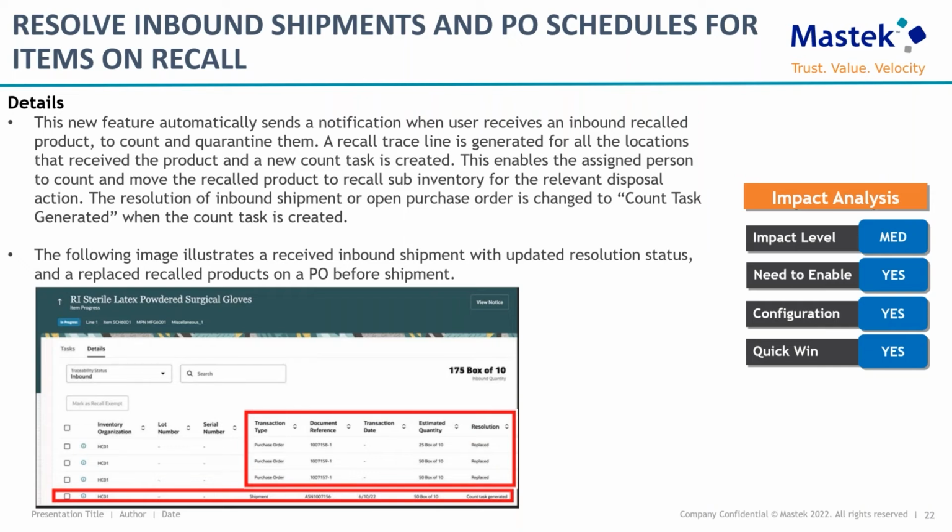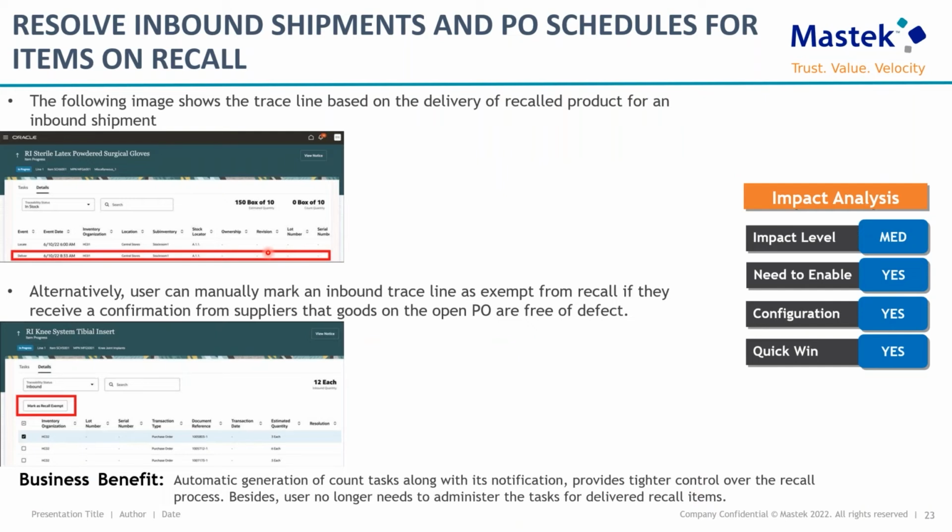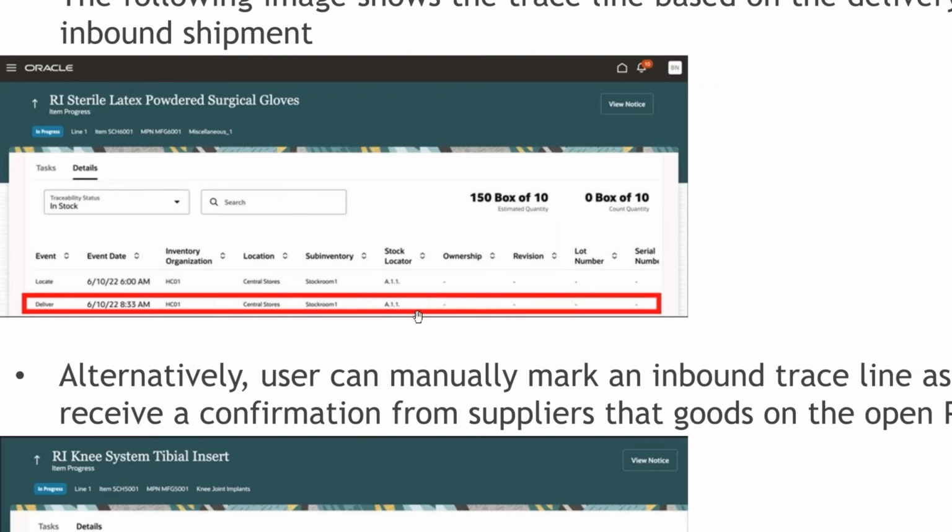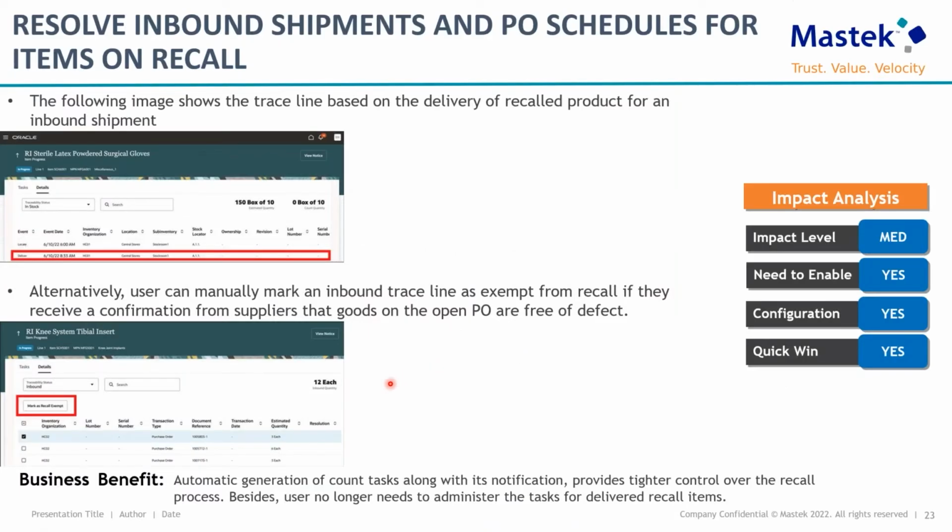Further, in the next slide, the first image shows a trace line based on the delivery of the recall product. We can see the location, sub-inventory, as well as stock locator. If I zoom in, we can see the location, sub-inventory, and stock locators where the recall items are delivered after the count. And the last image over here shows the capability of a user to exempt any inbound PO trace line if the supplier confirms it's a defect-free item. This feature is required to be opted into as well as configured in the system. It provides tighter control over the recall process, enhancing consumer safety. With the resolution status getting updated for the inbound trace line, you get more visibility into how in-transit shipments and open PO schedules for recalled items get resolved, which saves time from administering the task of delivered recalled items.